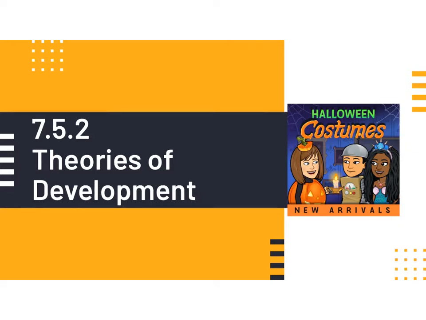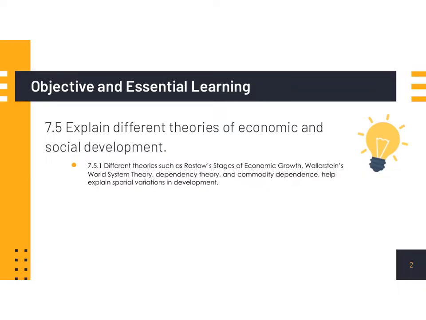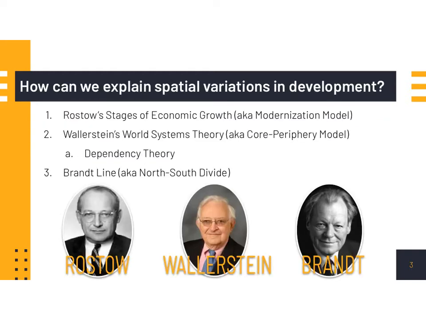how the world is developing now that we have become much more globalized, we're much more connected, and we are very interdependent countries. Here's our objective once again for 7.5: to explain the different theories of economic and social development. We are going to be looking at Wallerstein's world system theory and the dependency theory, commodity dependence, and we're also going to help explain the spatial variations in development.